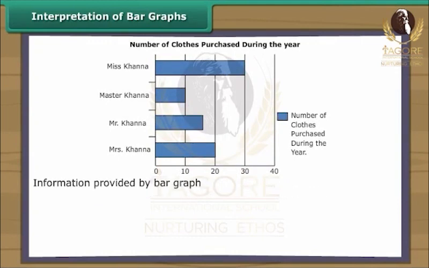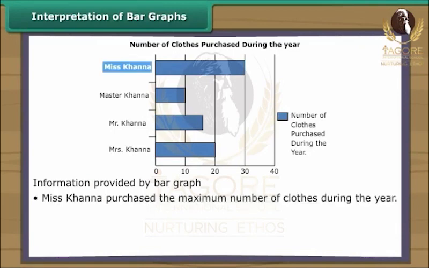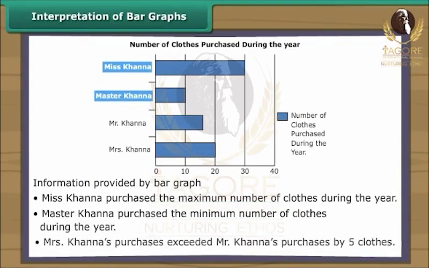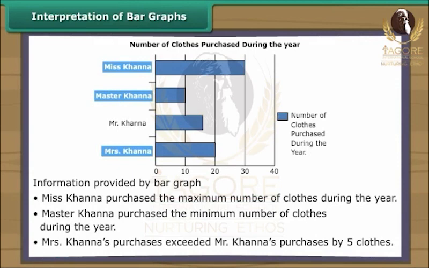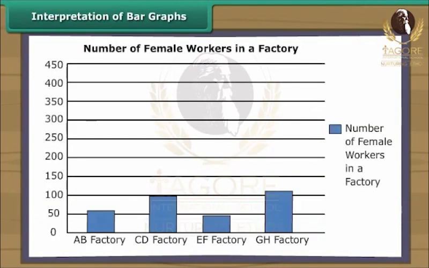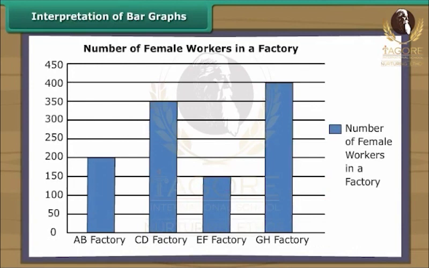It is clear from the bar graph that Miss Khanna purchased the maximum number of clothes during the year. Master Khanna purchased the minimum number of clothes during the year. Mrs. Khanna's purchases exceeded Mr. Khanna's purchases by 5 clothes. Let us interpret one more bar graph. This is a vertical bar graph.